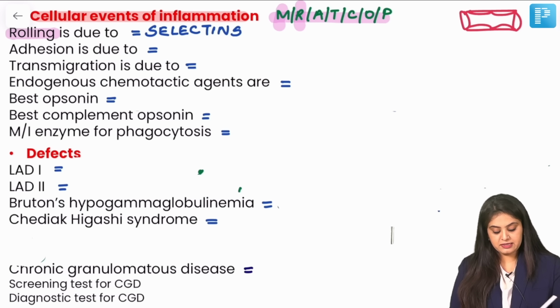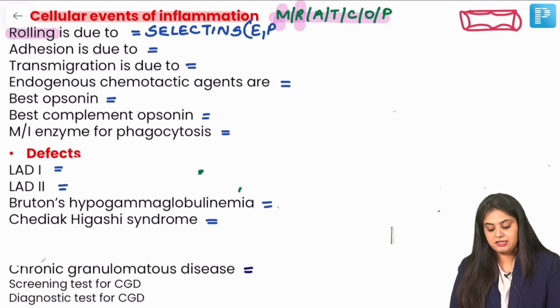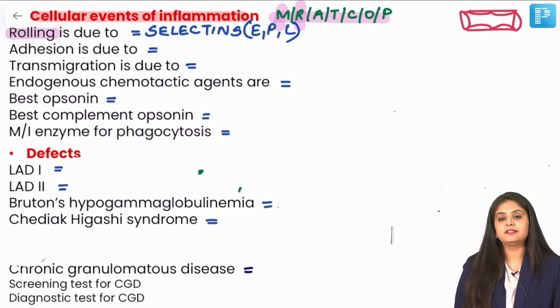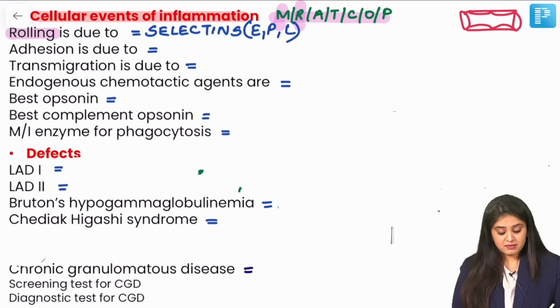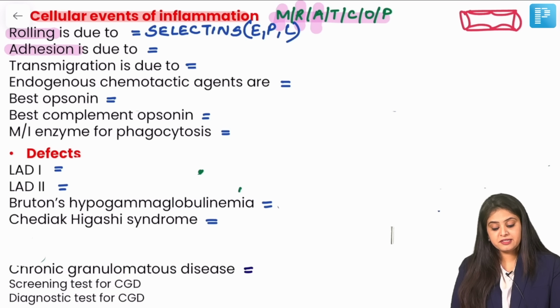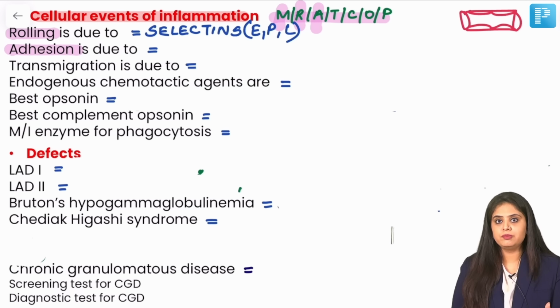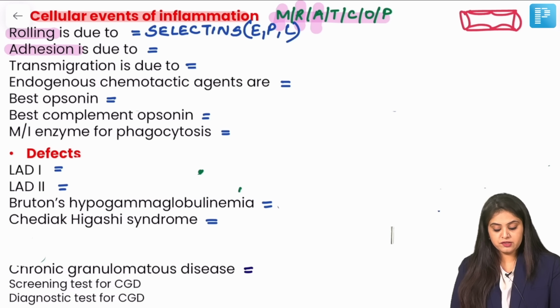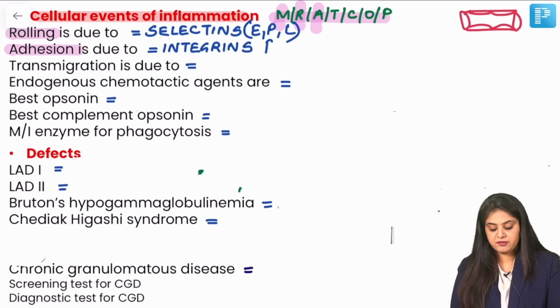They are because of selectins, and selectins are of three types: E-selectin, P-selectin, L-selectin. After rolling, the next step is adhesion, which I think something around will be asked in this exam. And adhesion is because of integrins. How many types of integrins do we have? Beta 1 and beta 2 integrin.